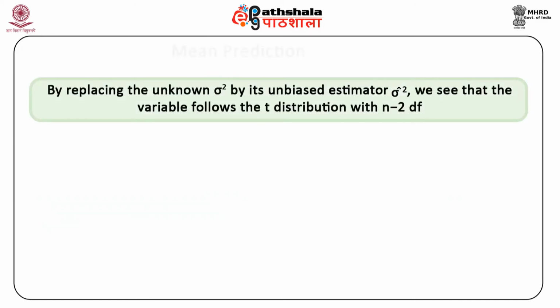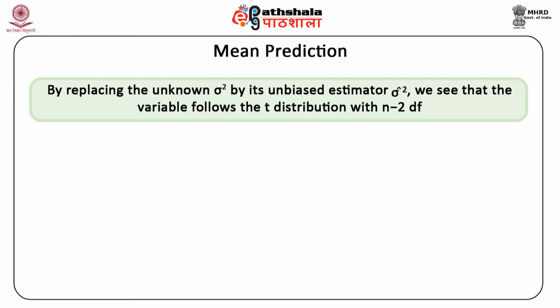By replacing the unknown sigma square by its unbiased estimator sigma hat square, we see that the variable follows the t-distribution with n-2 degrees of freedom. The t-distribution can therefore be used to derive confidence intervals for the true expected value of y0 given x0, and to test hypotheses about it in the usual manner.